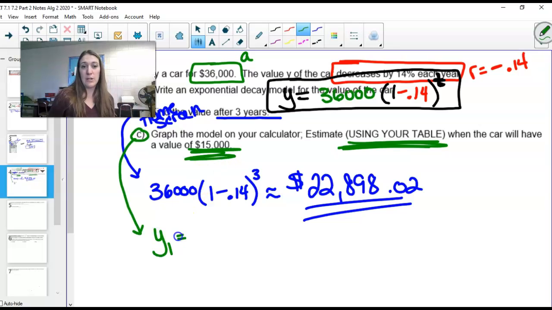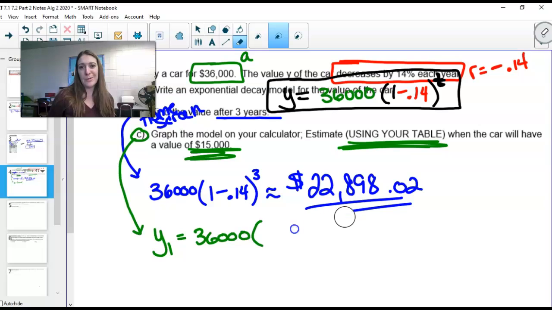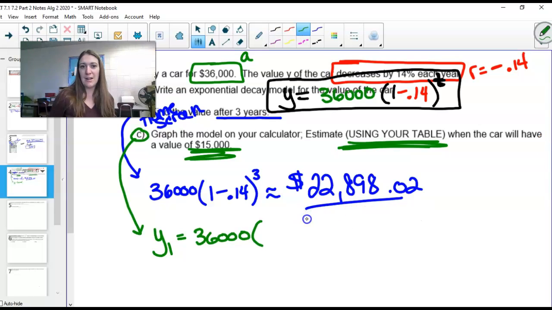So in y1, we're going to type 36,000. Now this is a little tricky for kids because they're like, wait, we just knew time was 3. Well, that was only for one particular moment in time, right? I want my car to go down to 15,000, so I don't know the time. 1 minus 0.14, which means I leave time as a variable, as x. All right, to our calculator.